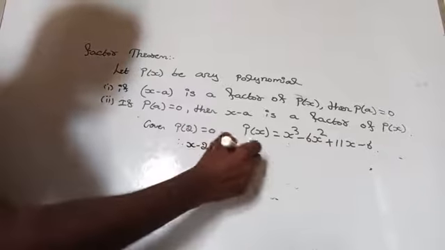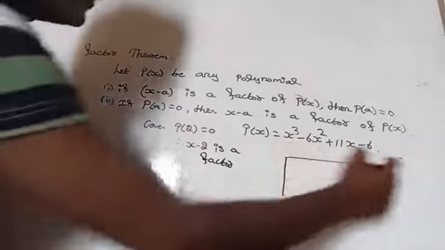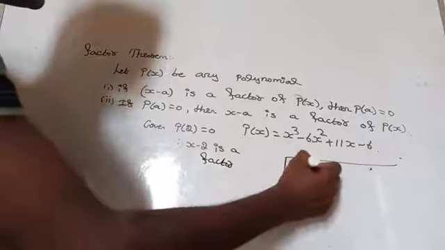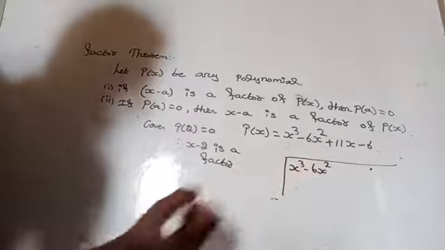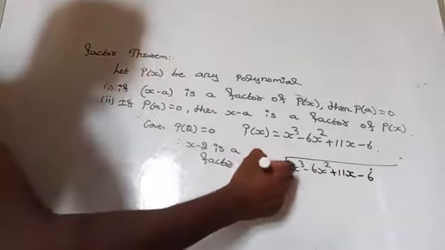How will you conclude that? How will you prove that x minus 2 is a factor of p of x? Yes, just do the long division method. X cube minus 6x square plus 11x minus 6 divided by x minus 2. You will get the remainder as 0.